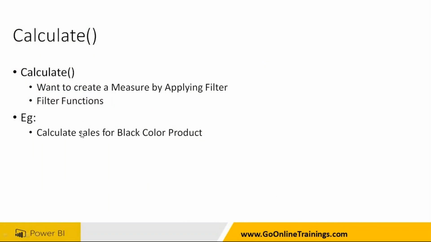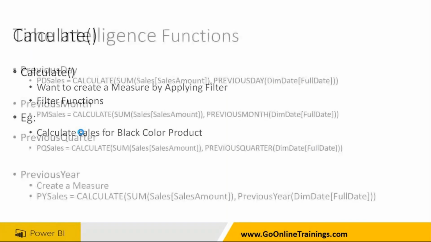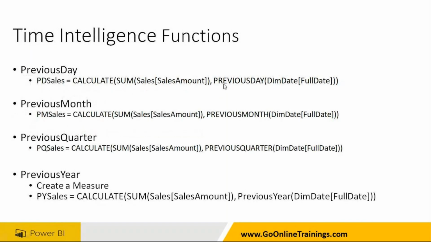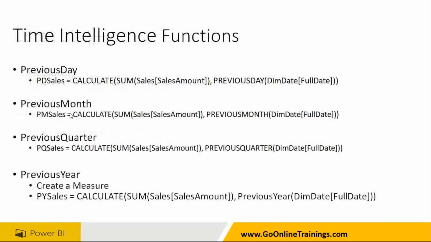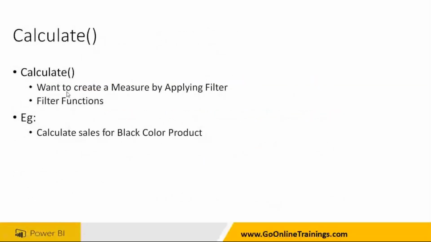Clear? So we are going to be using a calculate, then sum of sales. Here you drag and drop the black color item. So that is what we're going to be doing. Okay. So this one we'll be discussing tomorrow, but you should know calculate function to work with some more time intelligence functions. Okay. So what is a calculate function, which is a part of filter functions? Want to create a measure by applying a filter. What is a applying filter? I wanted to know what is the total sales amount for black color product.